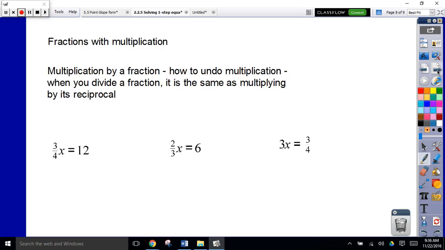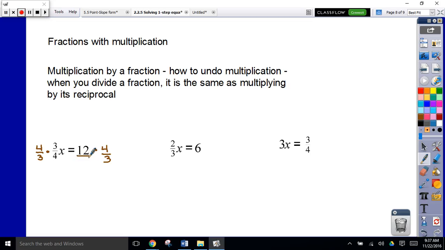Okay, fractions with multiplication. If you have, and this comes up a lot, an equation where you have a fraction times the variable, in order to undo multiplication, we have to do division. Well, when you divide by a fraction, that's the same as multiplying by its reciprocal, remember? So if we multiply by the reciprocal of this fraction, that gets rid of the fraction. So I'm going to multiply by 4/3, and I'm going to do the same thing over here. I'm going to multiply by 4/3.